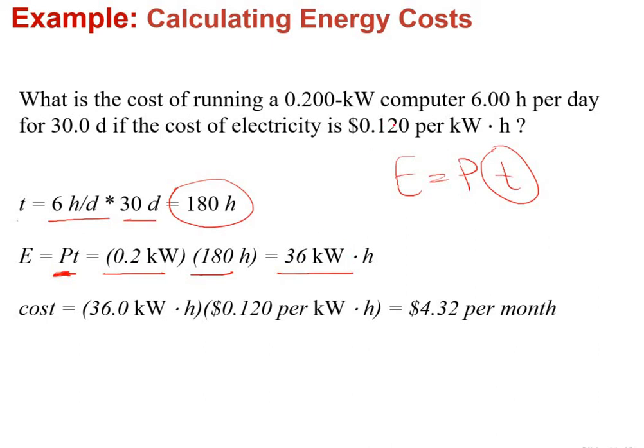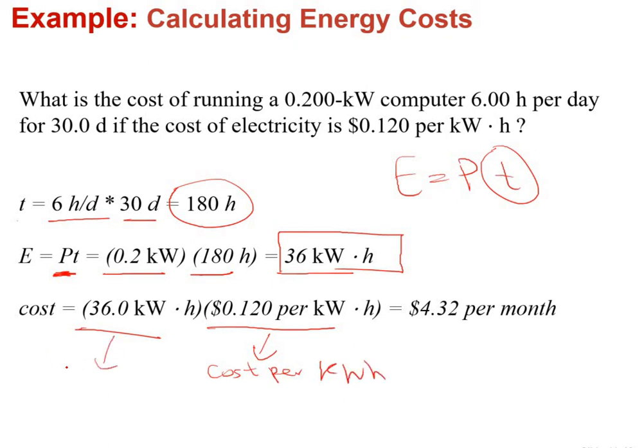Now the cost is 0.12 per kilowatt hour, and you have the total kilowatt hours you've used. So you just have to multiply the energy in kilowatt hours with the cost per kilowatt hour. When you do that, you get $4.3 per month. This can give you an idea of how much of a bill you get for a particular piece of equipment in your house.